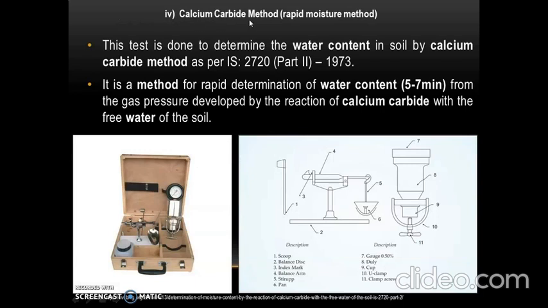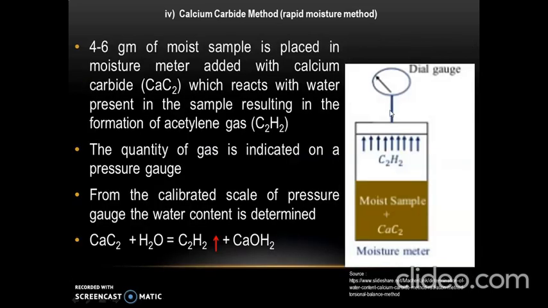The fourth one is the calcium carbide method, which is also known as the rapid moisture method, conducted as per IS 2720 part 2, 1973. It is called the rapid moisture method because it gives the value of water content within 5 to 7 minutes. To begin with, 4 to 6 grams of moist soil sample is placed in a moisture meter, which is shown here in this figure, and then calcium carbide, that is CaC2, is added to the soil sample.